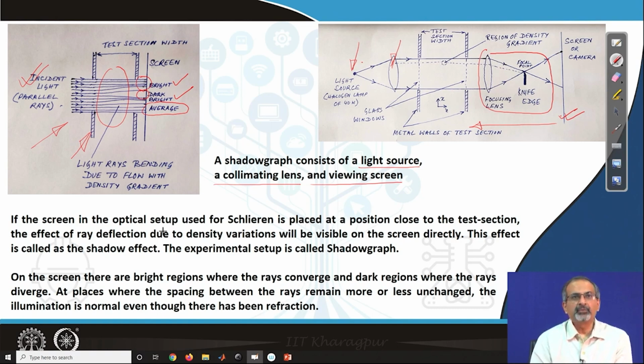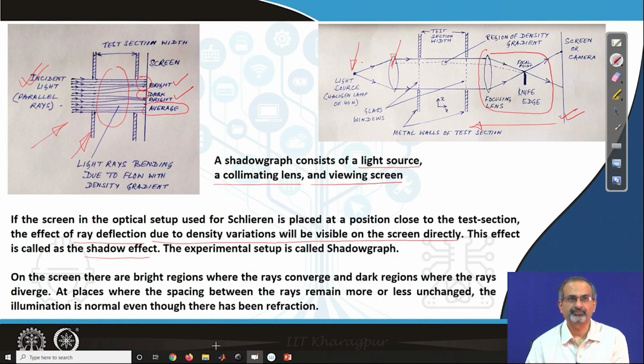If the screen in the optical setup used for Schlieren is placed at a position close to the test section, the effect of ray deflection due to density variations will be visible on the screen directly. So, we are impressing those light rays directly on the screen instead of focusing them and cutting off part of the light using a knife edge like the way we did it in Schlieren.